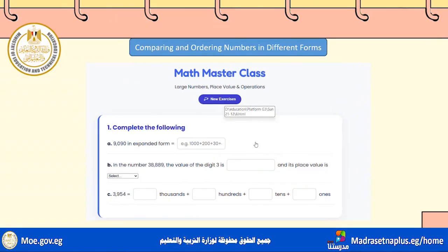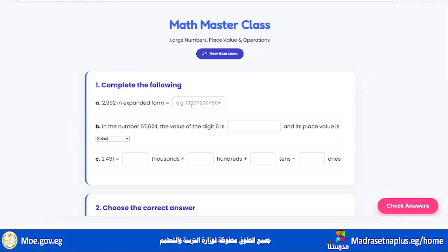Now, math master class. Complete the following. We have a standard form of the number. We need to write it in expanded form. The number is what? 2,992. That means 2,000 plus 900 plus 90 plus 2.